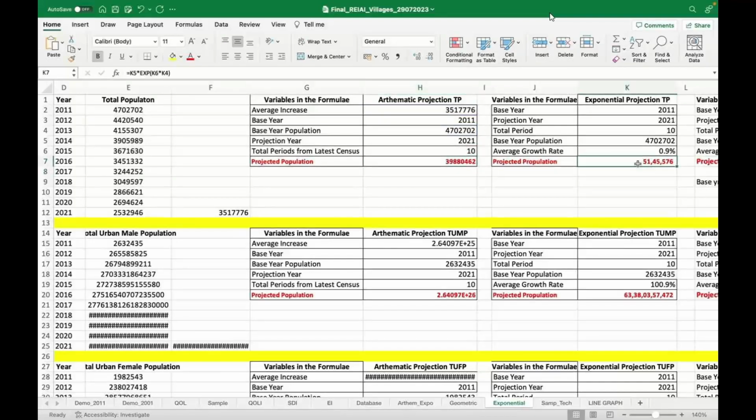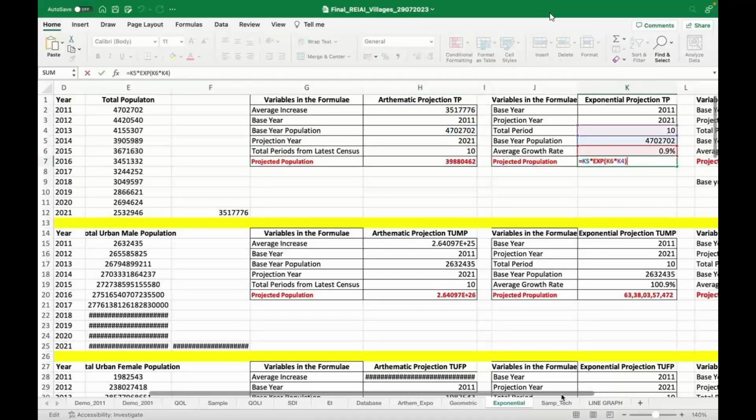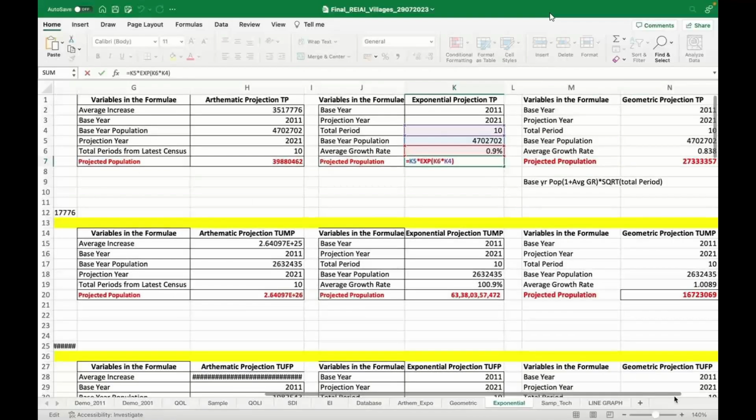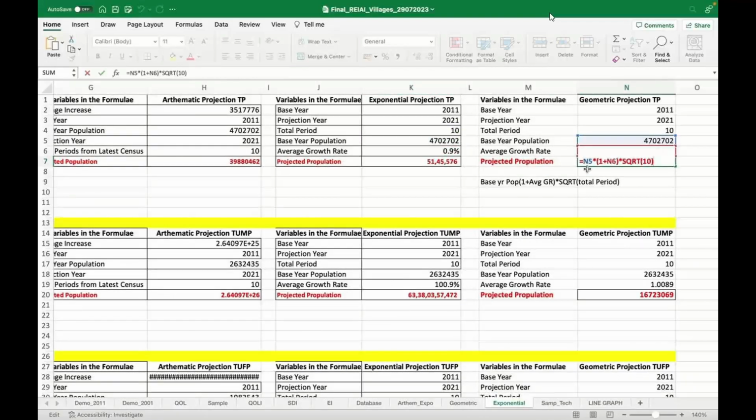Similarly, what I have done for the base year population projection area, and this formula is different. What is K5? K5 here is the total period, a 10 period, into exponential of K6. K6 is 0.9, that is the average growth rate, and K4 is the base year population. The formula is different from the arithmetic progression, the exponential progression, right? Similarly, the same thing, I have taken the reading and I have put that reading in this formula. Here the formula is different. See, the calculation of projection with 3 different formulas, right?